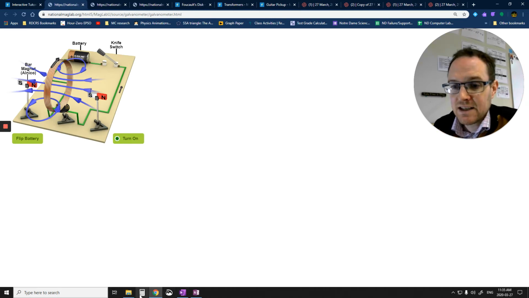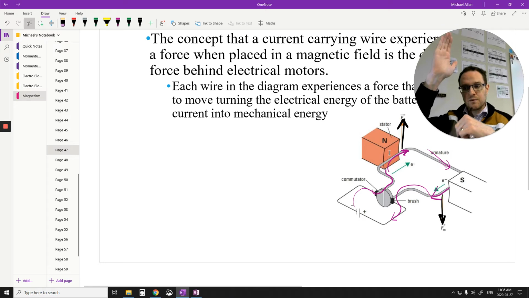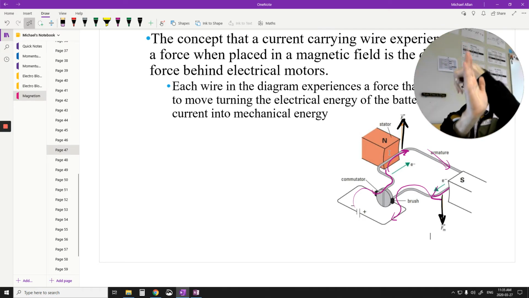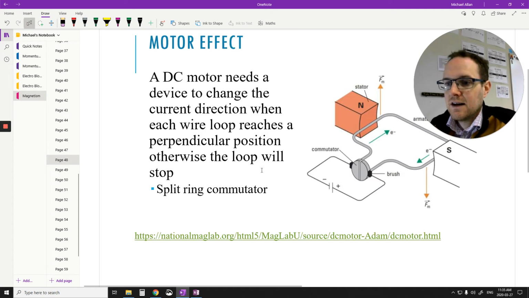Okay, so that's how the motor effect works. That's what the split ring commutator is all about. It just makes sure the current always flips direction so that it doesn't get stuck in one motion. It flips, and then it allows it to rotate and then flip, and then allows it to rotate again. It just keeps on going and going. This is just the exact same thing.